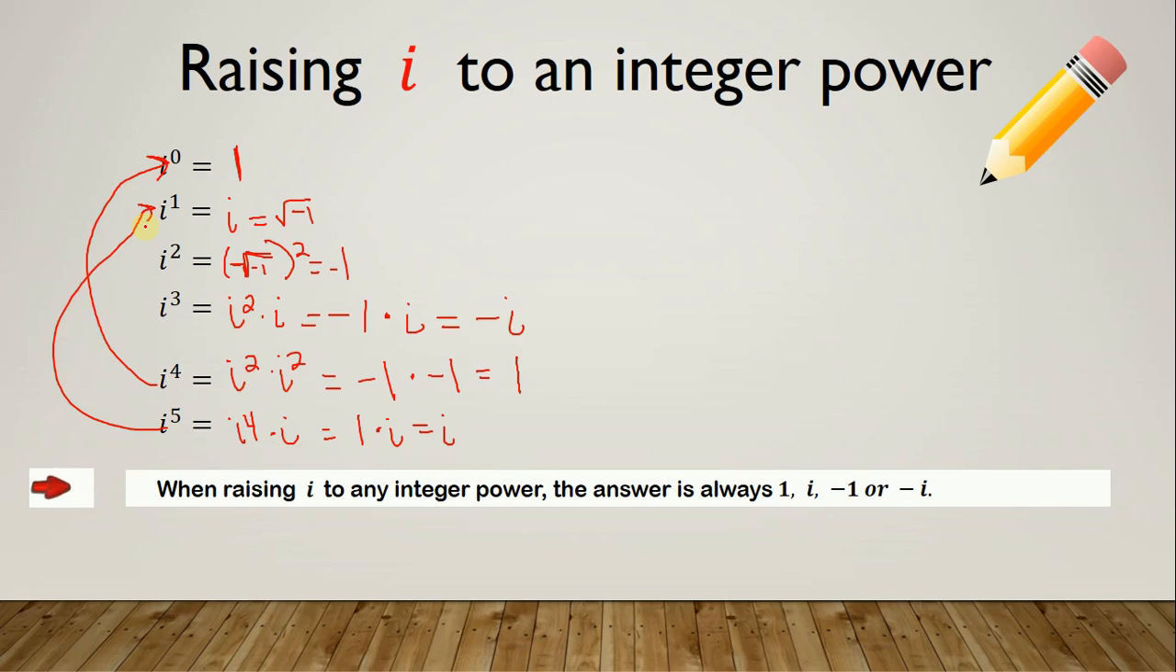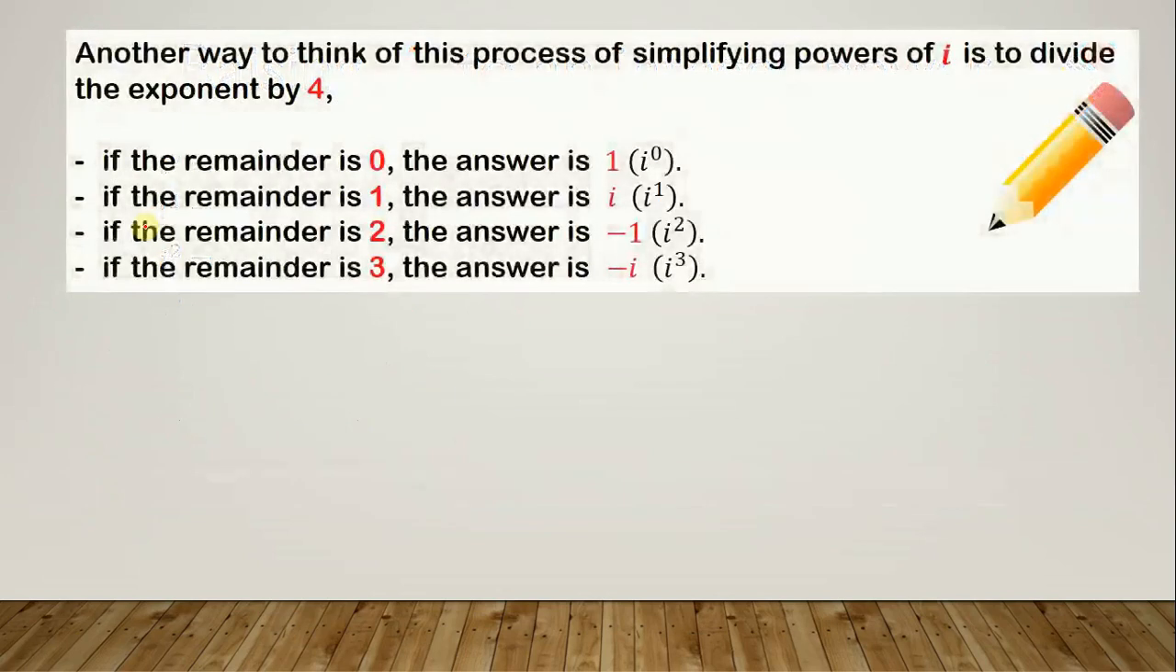When raising I to any power, you can only have 1, I, -1, and -I. Those are the 4 answers when you're raising I to a power. Those are the only 4 answers you can ever have. Another way to think of these, because you're not going to just simplify I to the 7th, and you don't want to have to keep breaking it down, is you can divide the exponent by 4, and whatever your remainder is, you can figure out what your answer is.